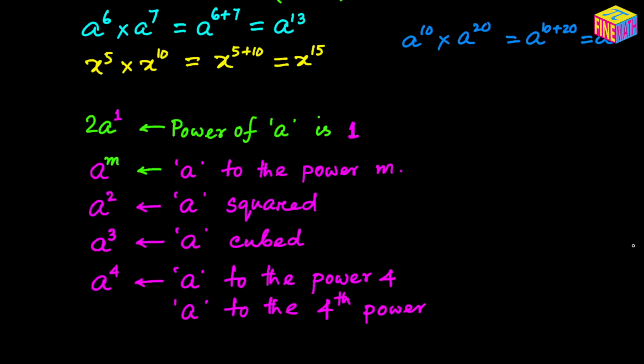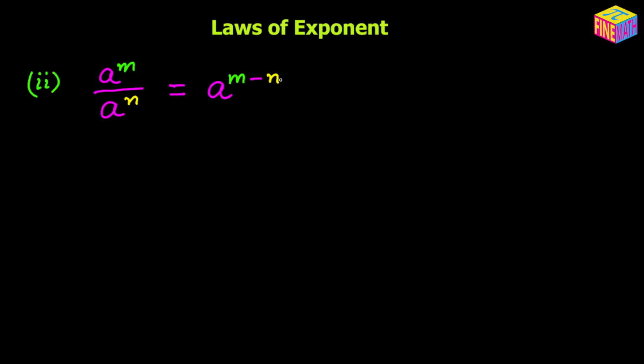Alright, now let's talk about the second property of exponents. The second property says that if you have a to the power m divided by a to the power n, then this quotient, or the result of this division, would be a to the power m minus n. The power will be reduced by n, right? So let's take an example. Suppose we have 2 cubed divided by 2 squared. I'm just taking a simple example.